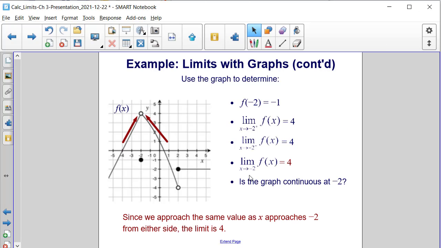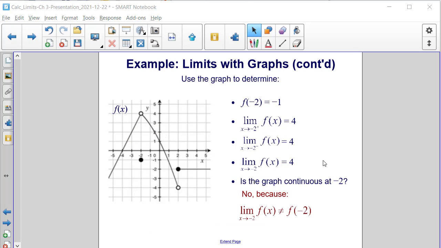For the limit of f of x as x approaches -2, we approach the same y value or function value from both the left and the right, and that value is 4. So therefore the limit of f of x as x approaches -2 does exist, and it is equal to 4. Now, is the graph continuous at -2?